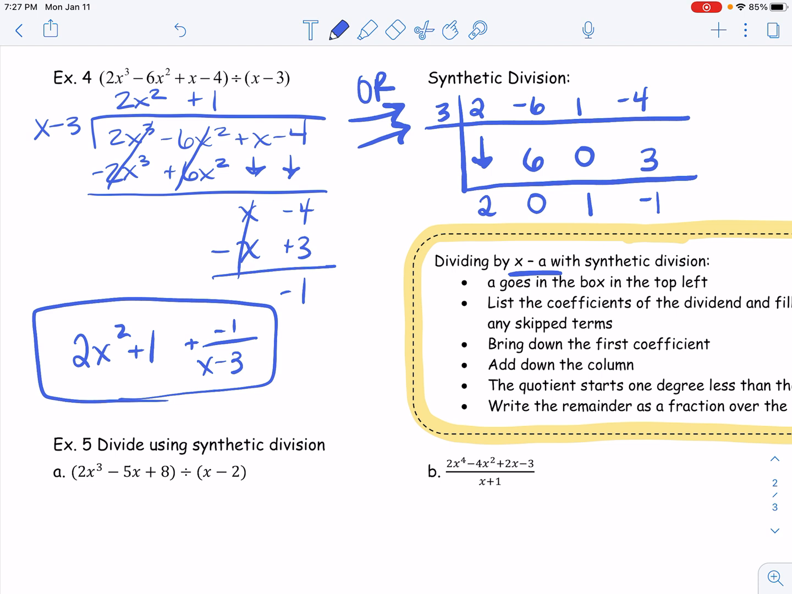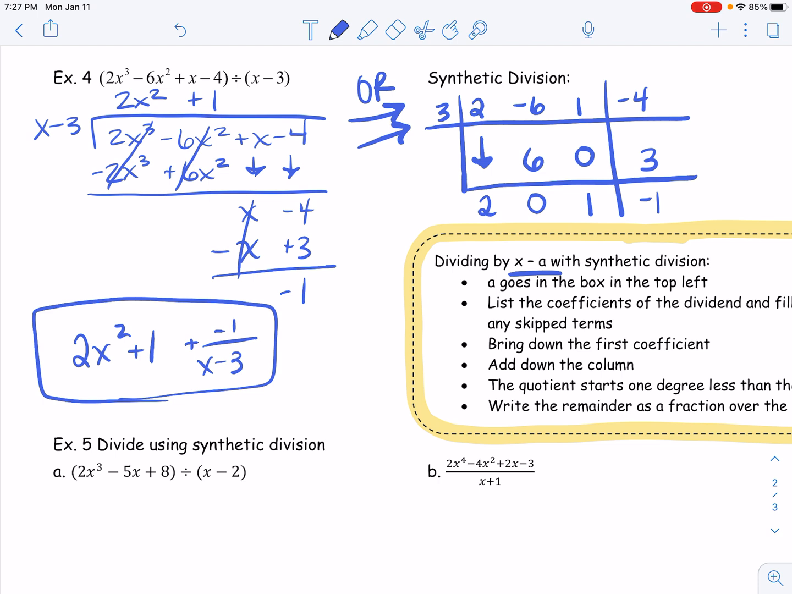Now, this I also block off because I know that this last term in this top right corner here, whatever number gets added to it, this is my remainder, okay, always. So if you got 0 at that bottom right corner, that's a good thing. That means it was evenly divisible. If you didn't, then that's the remainder, so that's what you put over the divisor.